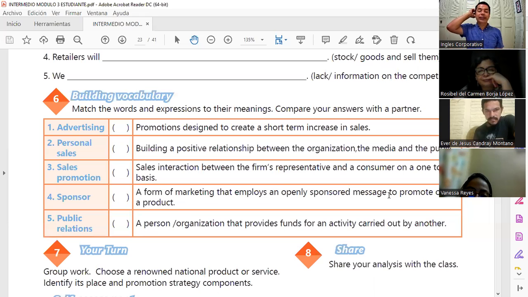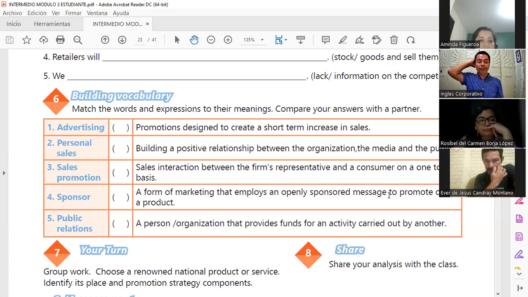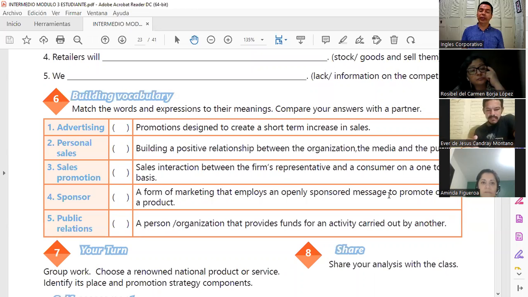Now, number three, sales promotion. Volunteers? Yes, Amanda. Promotions designed to create a short-term increase in sales. Good. Increase, right? The idea is to sell your product, especially when your product is going down in the sale, right? So you need to promote your product, right? And I say the most common is 2x1, right? 2x1, right? Okay.